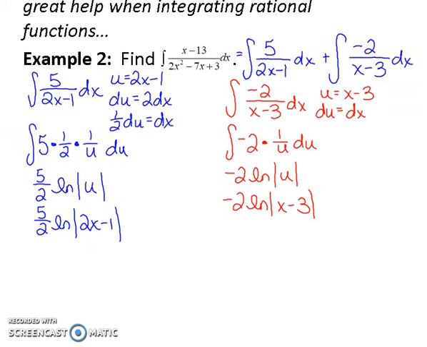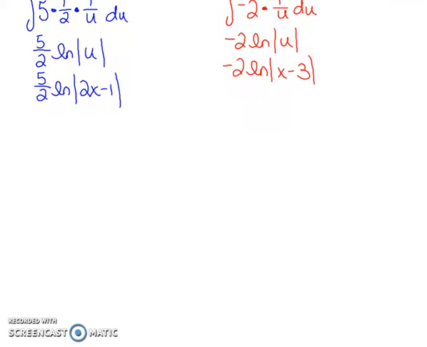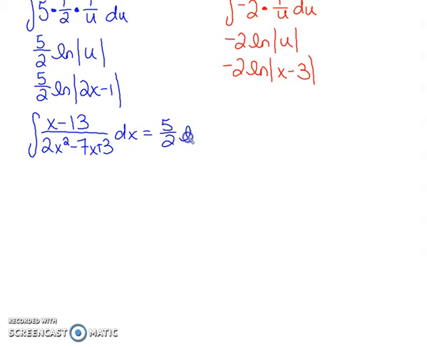Now, if we go back to the beginning of the problem, these two integrals were being added together. So our overall integral of x minus 13 over 2x squared minus 7x plus 3 is the sum of these two answers. So 5/2 natural log of the absolute value of 2x minus 1 minus 2 times the natural log of the absolute value of x minus 3, and then the plus c on the end.